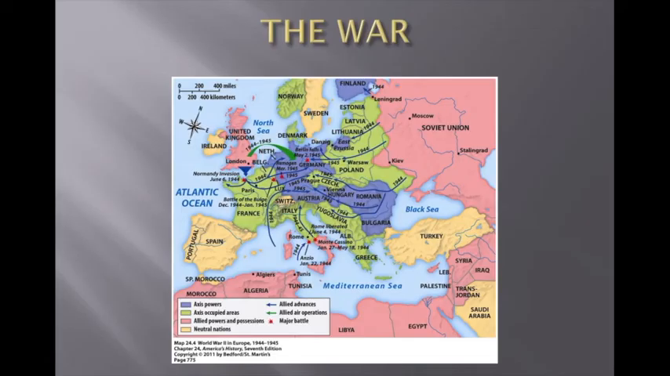And finally, the war. I'm not going to get into a lot of details about the war, specifically military strategies or anything like that. I'm just going to highlight a few things. This is a map of the European theater. The Axis powers are in the blue. The Axis occupied areas are in the green. The Allied powers are in the pink, or at least those areas that the Allied powers occupied. And then the neutral nations are in the yellow.